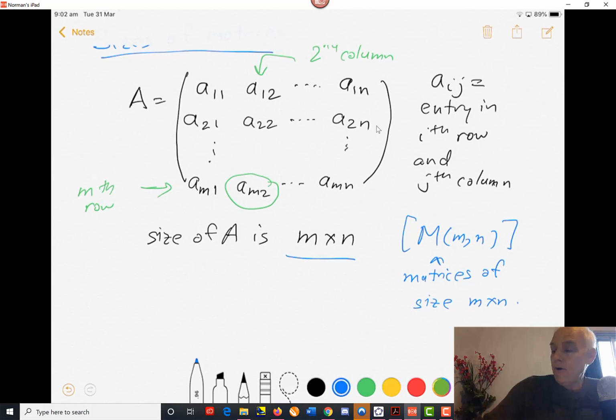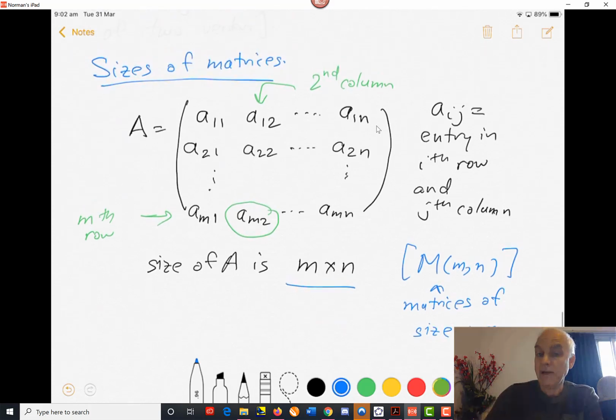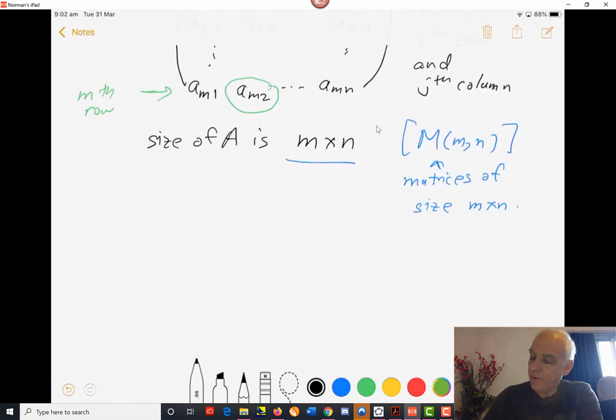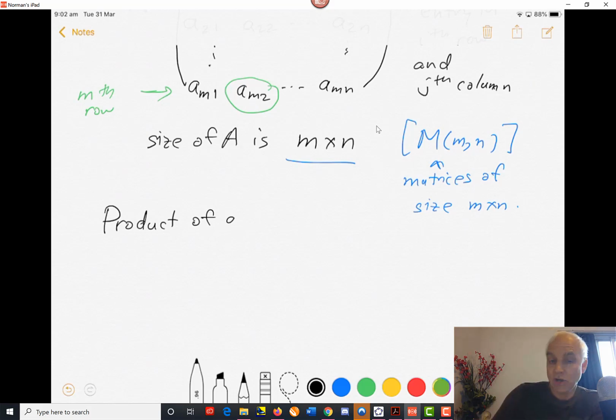Okay, great. So now I can tell you how to multiply a matrix by a vector. I'm going to do that with an example first. So the product of a matrix with a vector. Okay, but there's a condition that has to be satisfied. If the number of columns of the matrix equals the number of entries of the vector.